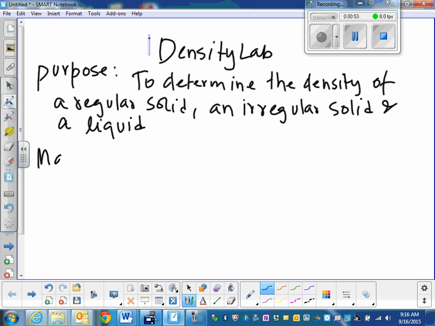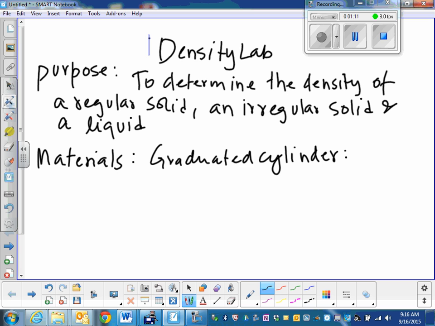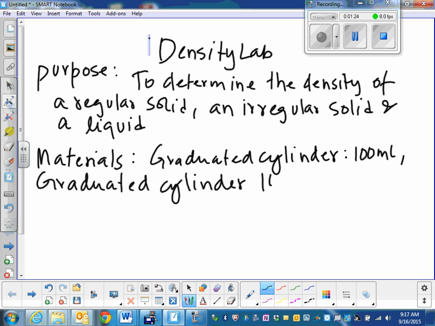Now, what are the materials that I need for this lab? Can somebody tell me? What are the materials we need? Graduated cylinder. You can even mention that you used a 100 ml graduated cylinder. For the liquid, you used a smaller one, right? Graduated cylinder, 10 ml. What else do you need? Yes. Scale. What else do you need?